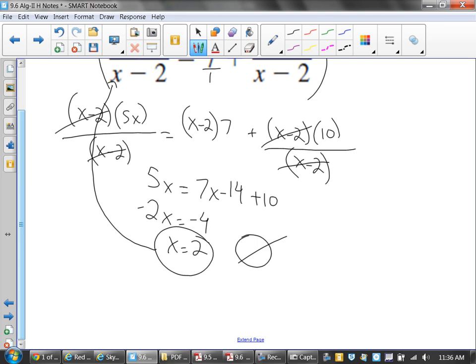Does it have to make both of them a 0 or just one? If it makes one of them a 0, it's going to be a no solution problem. Okay? Because if this was like an x minus 2, and the other one is an x plus 2, you would still have a 0 at 2. It won't work. All right?